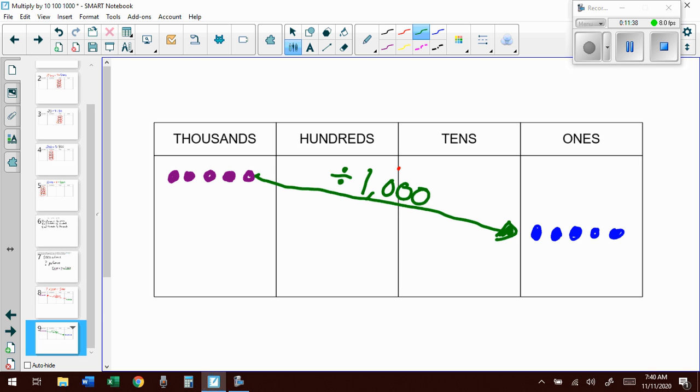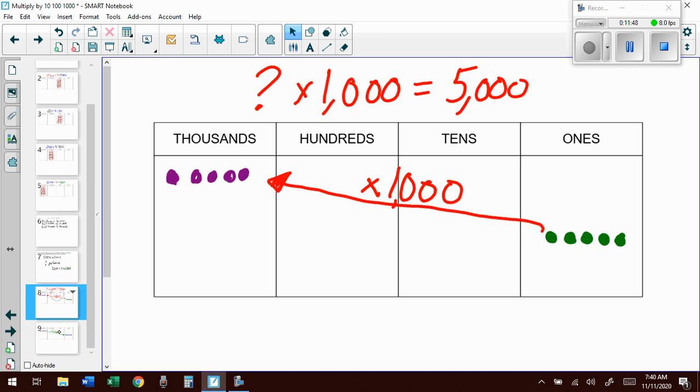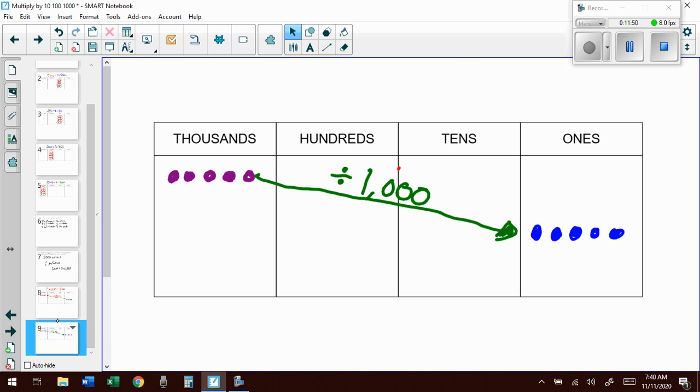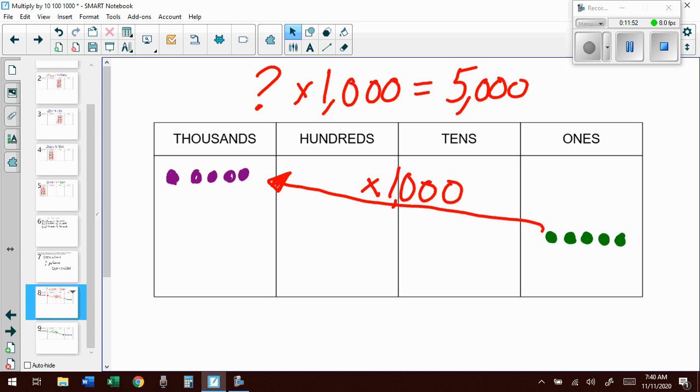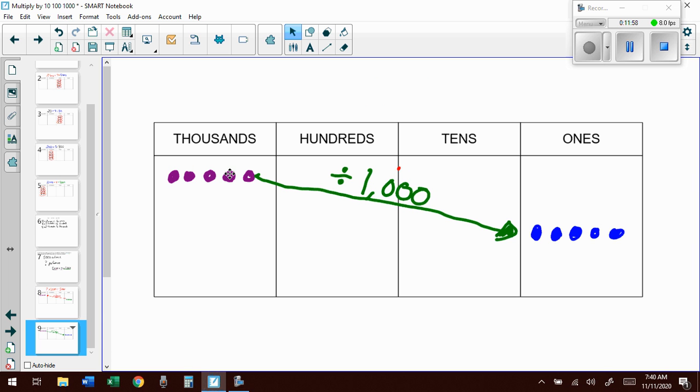I want you to quickly keep up. Ready? They look the same. Except for when I multiply, I go up across place values. And when I divide, I turn around and I go down across place values.